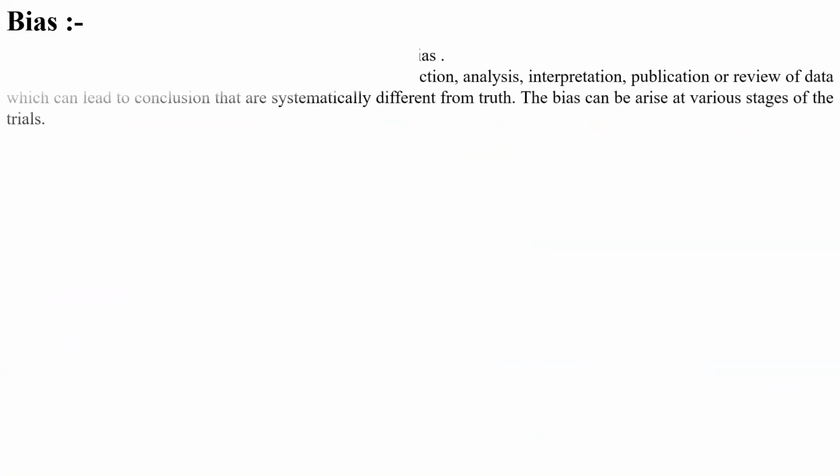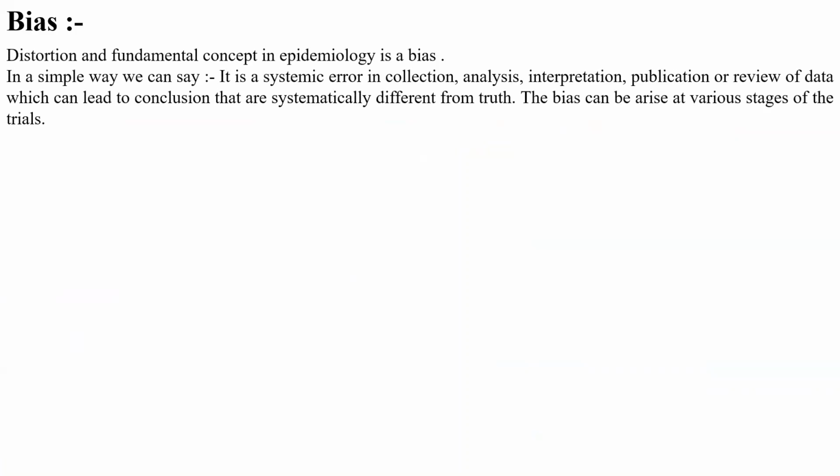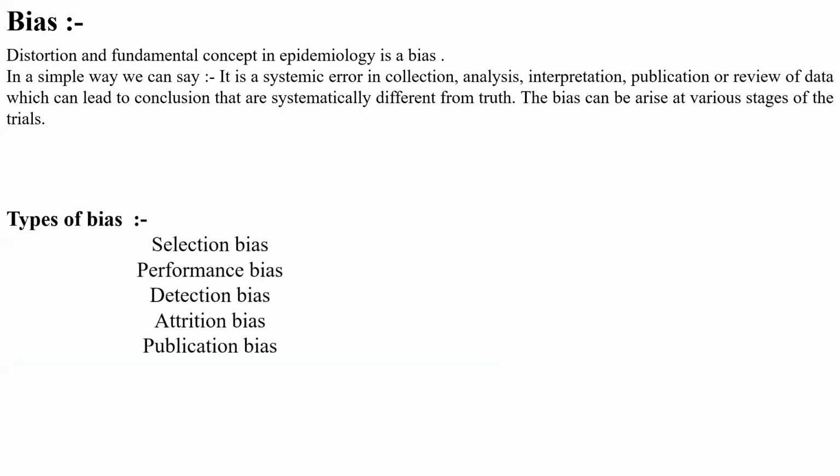Next is bias. Bias is a distortion, a fundamental concept in epidemiology. It is an error. It might occur in collection, during analysis, during interpretation, or during publication. It might arise at various stages in the clinical trial. It is of different types: selection bias, performance bias, detection bias, attrition bias, or publication bias.